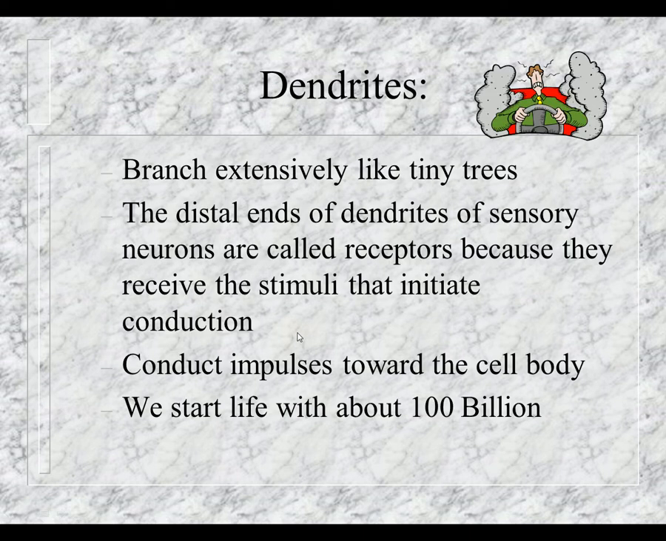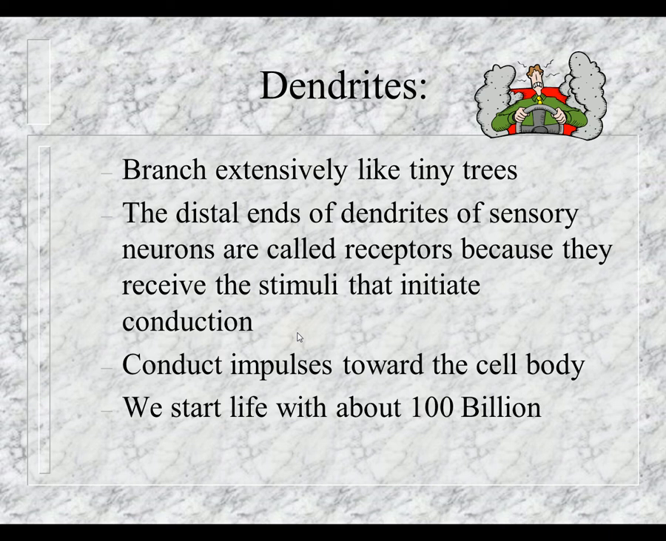The dendrites. Well, the dendrites are pretty cool. They are branched and extensive, like tiny trees. Their distal ends are responsible for a lot of the sensory neurons, and they're called receptors because they receive the information that initiates the conduction. So they receive it, they start it, and they push it towards the cell body. Then it goes down towards the axon, which delivers it to the synaptic knob.